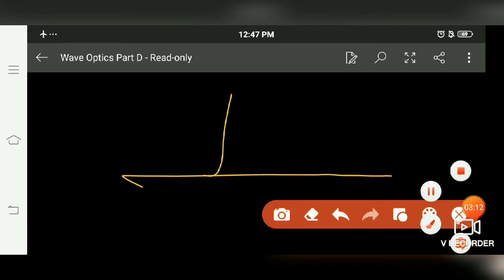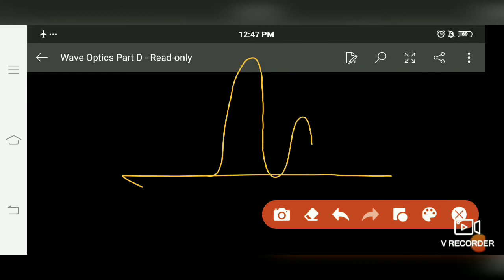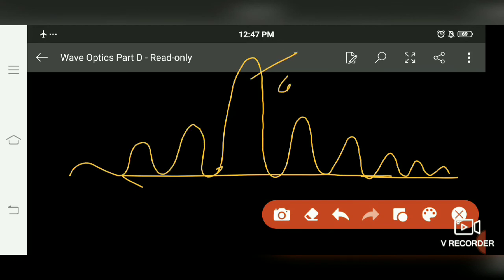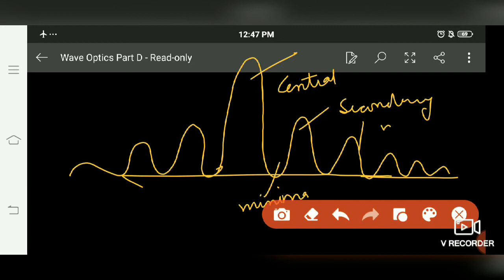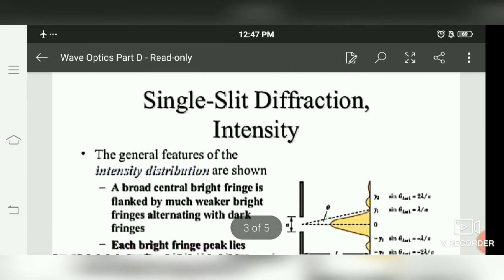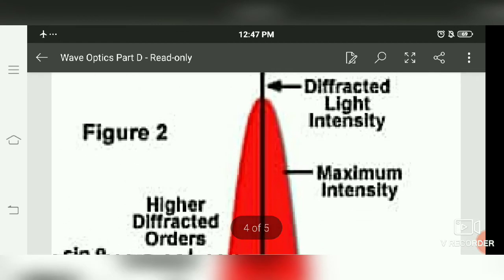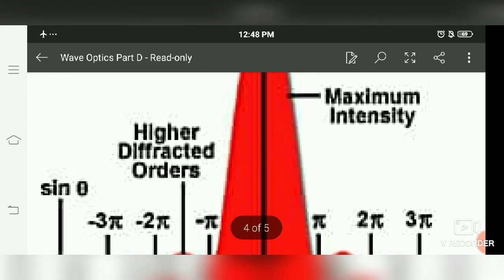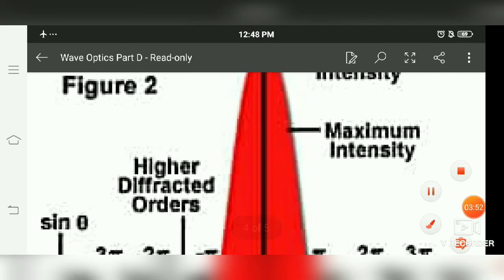For the diffraction, one more point is there. The central maxima has the maximum intensity, and then as we move further, the intensities keep on decreasing. This is the central maxima. This is the secondary minima. This is also the secondary maxima. So we can observe that their intensity keeps on decreasing. So this type of diffraction pattern we get for single slit. So this was about the diffraction of light.